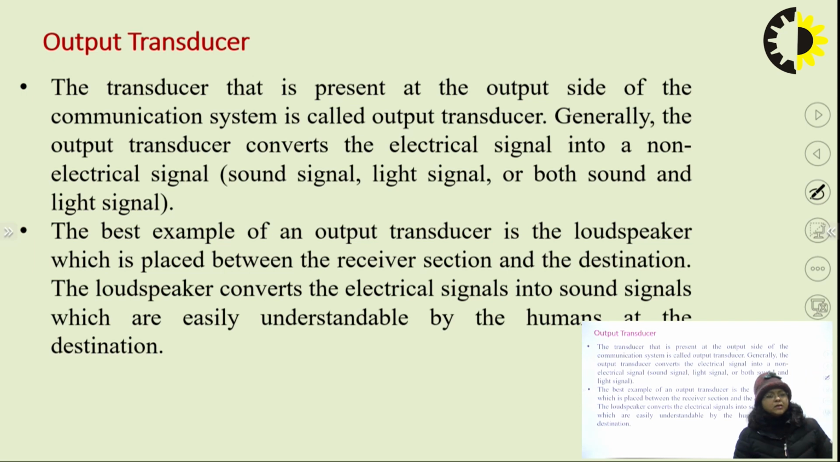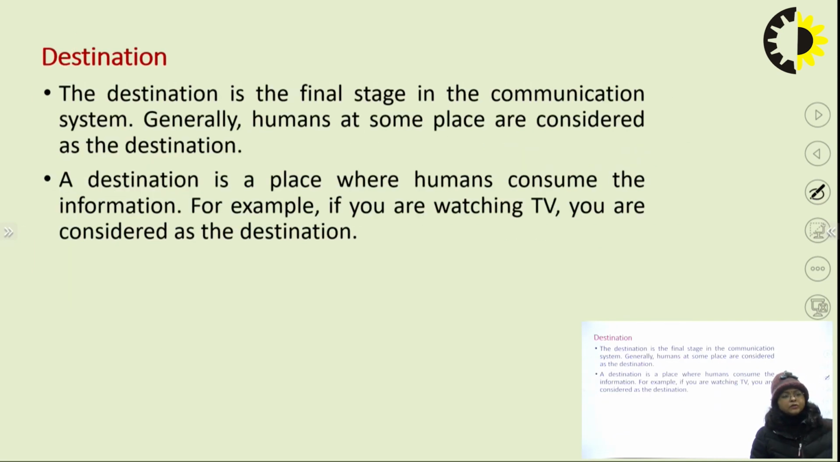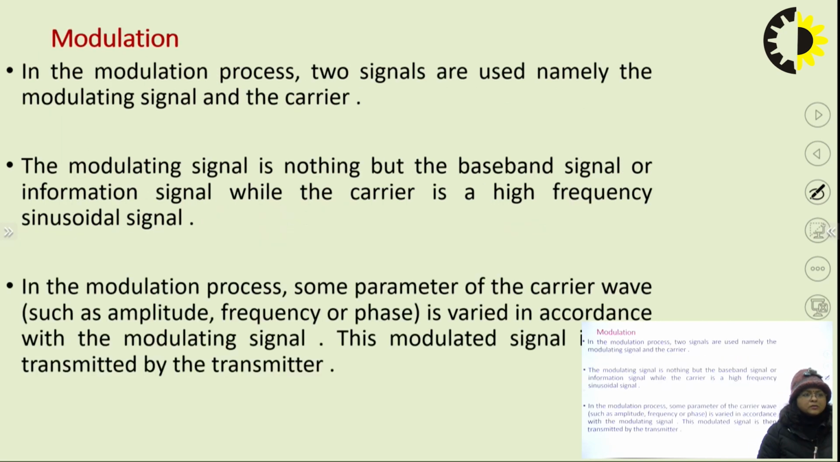Output transducer basically converts the electrical signal to non-electrical form suitable for the destination. For example, a loudspeaker is an example of an output transducer which converts electrical signal to sound signal, and then this output signal is given to the destination, which is the final stage of communication. For example, if we are watching TV or communicating through mobile, then the destination and source person are humans.